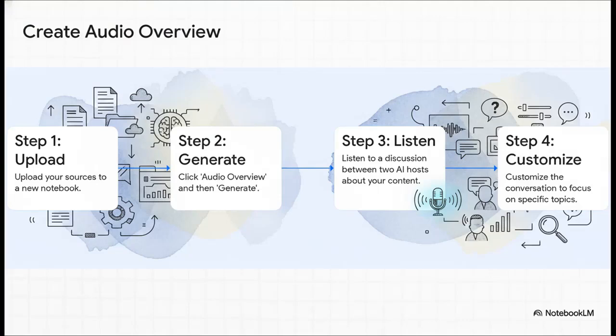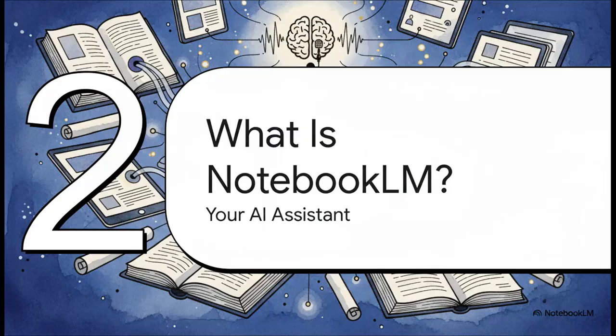You just upload your sources, we're talking PDFs, Google Docs, even YouTube links. You click Generate, and in just a few minutes, you get a downloadable audio file where two AI hosts break down your content. You can even tell it to focus on the specific themes that you care about most. It's pretty cool. So, what exactly is this tool that can just conjure up a podcast from your reading list?